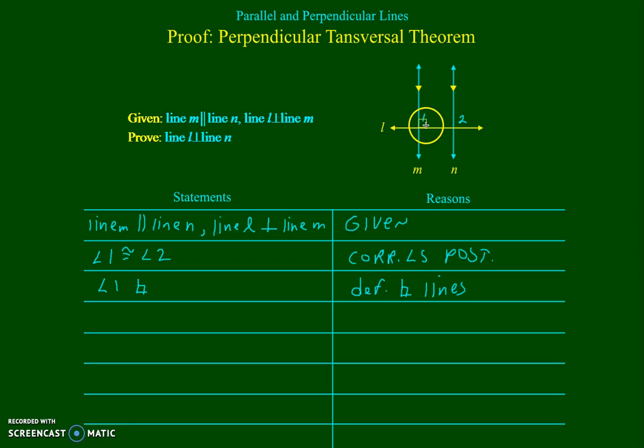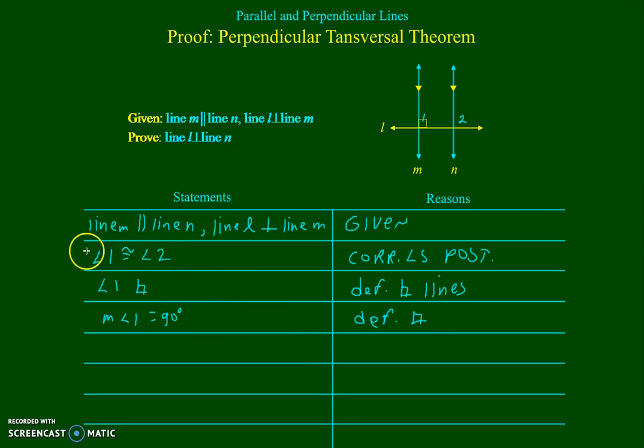If two lines are perpendicular, then they intersect to form a right angle. Therefore, angle 1 is a right angle. Now, it's questionable, it's debatable whether or not this was necessary, but again, I like to err on the side of too much detail versus not enough. So what does this tell us? Well, that tells me that the measure of angle 1 is 90 degrees. So that's the definition of a right angle.